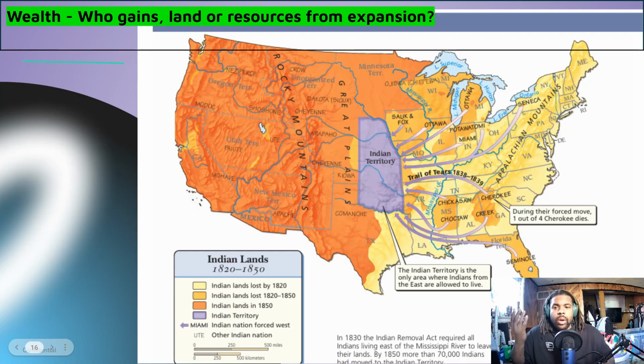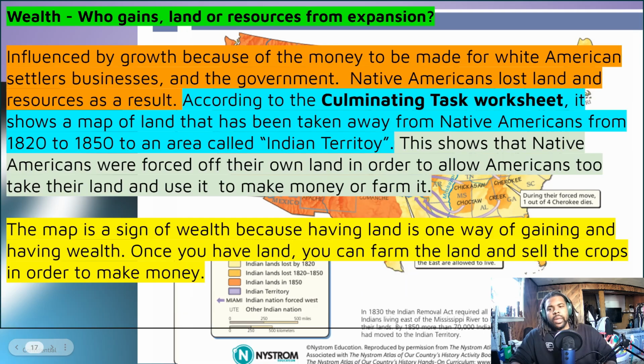Next, the portion of wealth. Who gains land or resources from expansion? Influenced by growth because of the money to be made for white American settlers, businesses, and the government, Native Americans lost land and resources as a result.